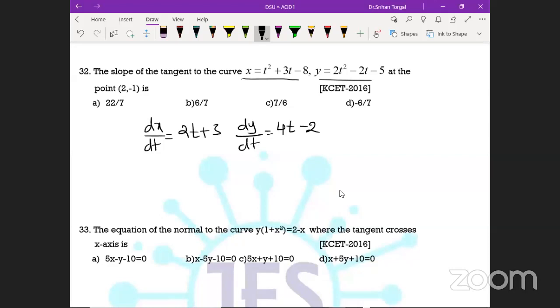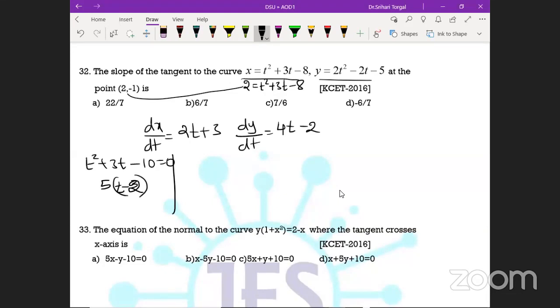If I put x equal to 2 here, t square plus 3t minus 8. What is the value of t? Let me calculate here. That is t square plus 3t minus 10. 5 3s are 15, 5 2s are 10, minus 2t. Is that right? t plus 5 into t minus 2 equal to 0. What is the value of t? It is 2 and minus 5.